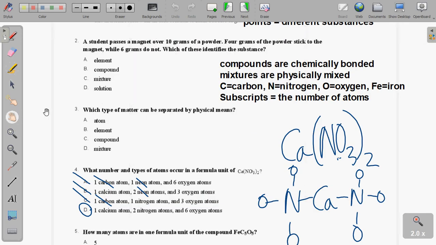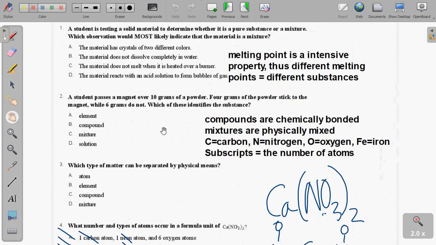All right, so first things first. Melting point is an intensive property. If you have a little bit of ice or a lot of ice, the melting point of water ice is 0 degrees Celsius. That's also the freezing point. But if we have substances that melt at different temperatures, then that tells us that they are probably different substances.